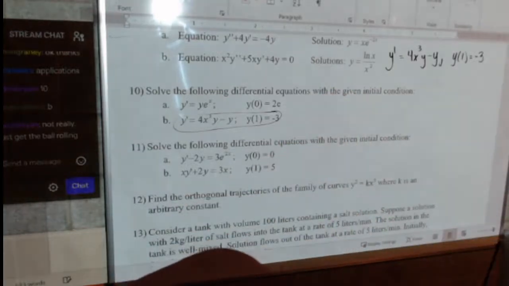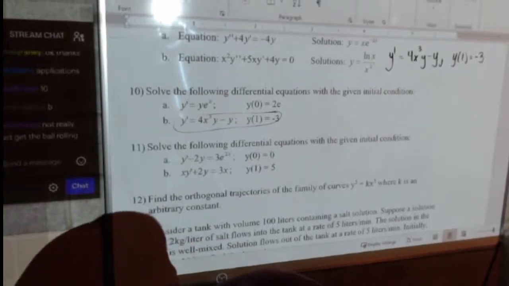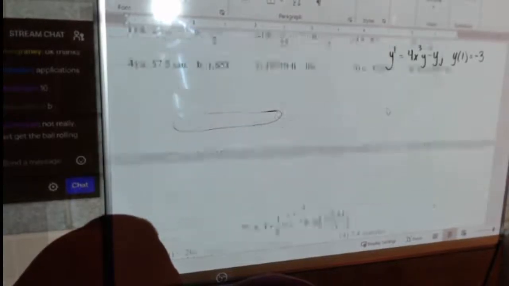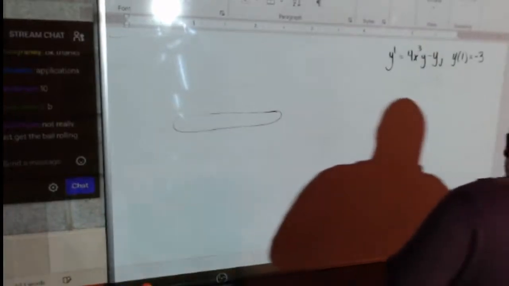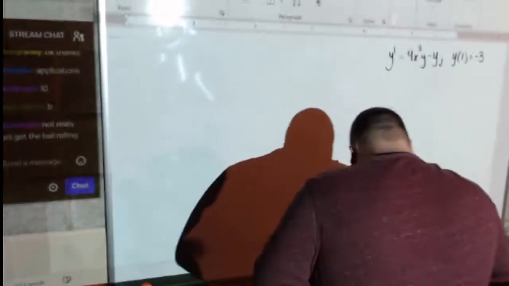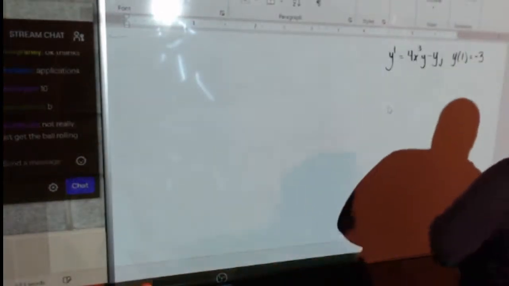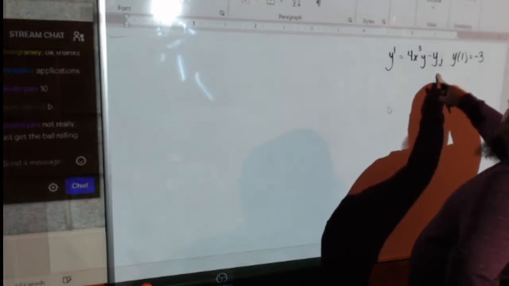Okay. So let me add an extra page here if I can. That's clear. There we go. All right. Okay, so I've got a differential equation here.